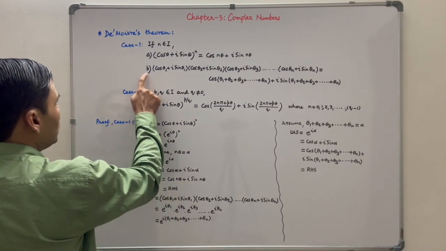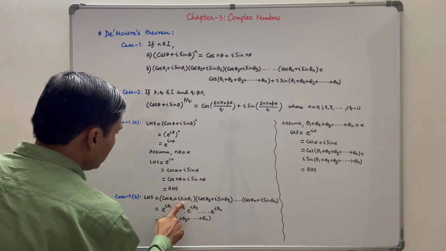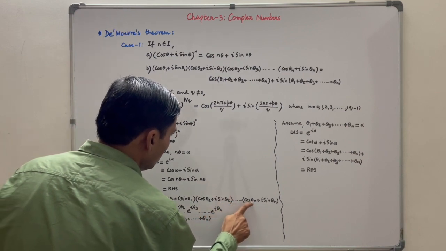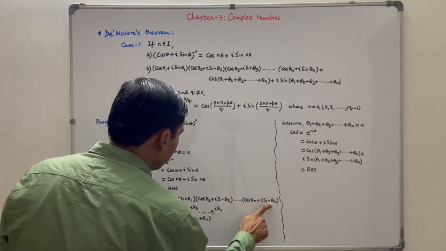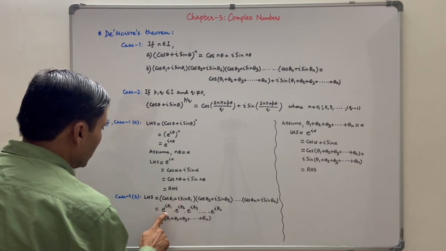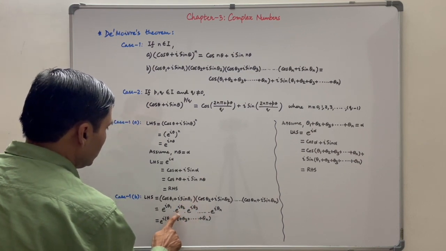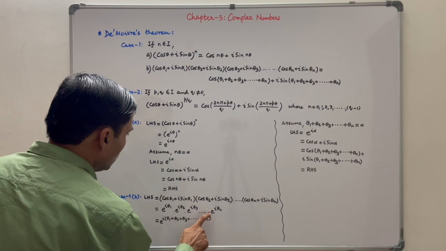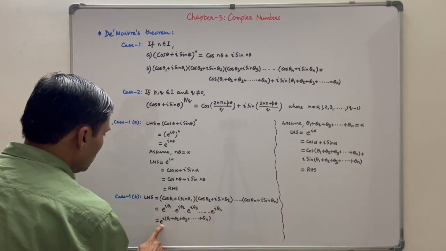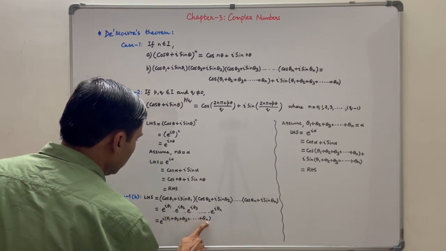Now let us see proof of this. Left hand side is (cos theta 1 plus i sin theta 1) into (cos theta 2 plus i sin theta 2) and so on up to (cos theta n plus i sin theta n). Cos theta 1 plus i sin theta 1 is equal to e to power i theta 1. Cos theta 2 plus i sin theta 2 is equal to e to power i theta 2 and so on up to e to power i theta n. This can be written as e to power i (theta 1 plus theta 2 plus theta 3 plus and so on up to theta n).